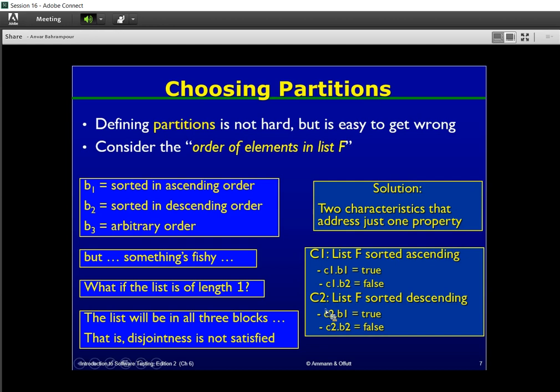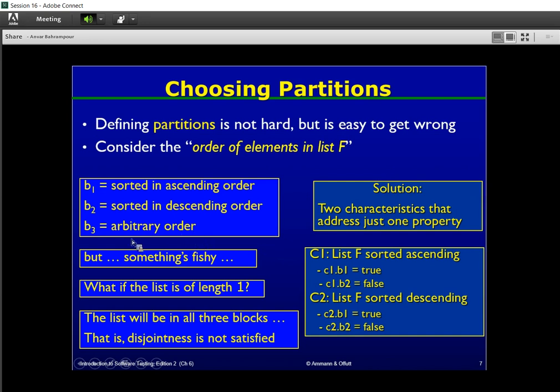And in the second characteristic, the list is sorted in descending order, we have to partition again which are disjoint, and the block B1 for characteristic C2 is the set of all lists that are sorted in descending order, and the block B2 includes all sets that are not sorted in descending order.